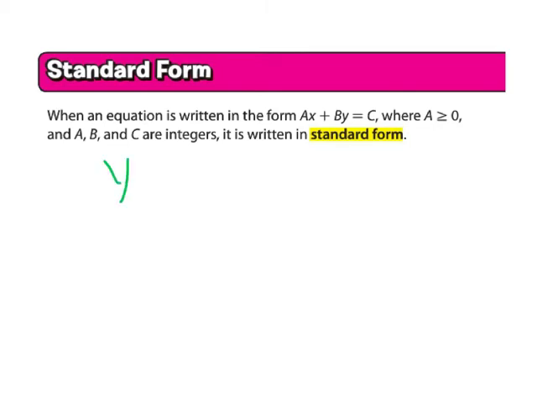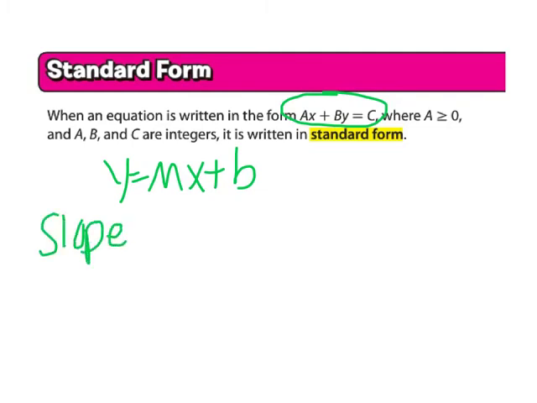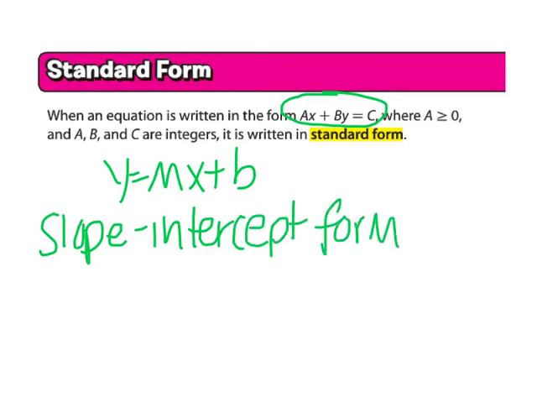Okay, one more thing we're going to talk about is standard form. So we've been talking about y equals mx plus b. Now we're going to look at some that are in standard form, and we have to change it to y equals mx plus b in order to graph it. This is called slope-intercept form, and then this one is standard form.